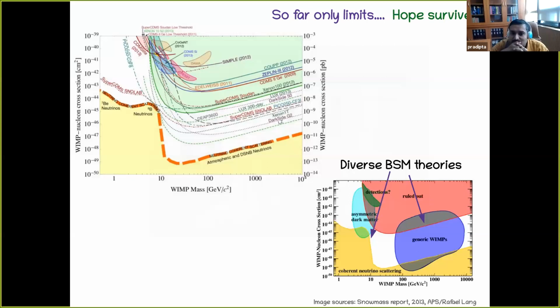Yeah, I think now it's better. Yeah, it's gone. Absolutely fine. Now I will give a cartoon diagram of these different BSM theories.